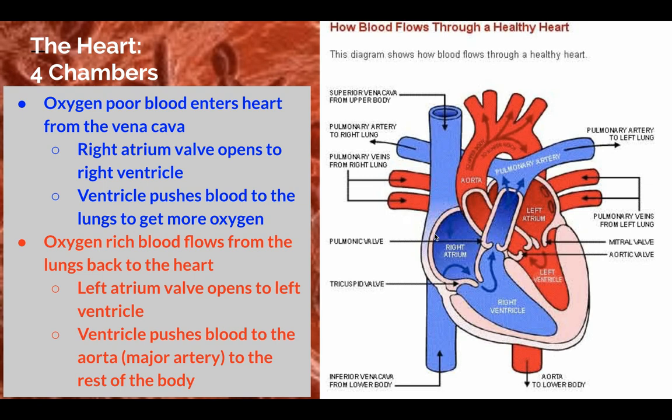And this is pretty cool because our valves in our heart and blood vessels, they're all one-way valves so that blood can't back up or flow in an opposite direction. So one-way flow. So the right atrium has a valve that opens, and then there's another valve that connects the right atrium to the right ventricle.